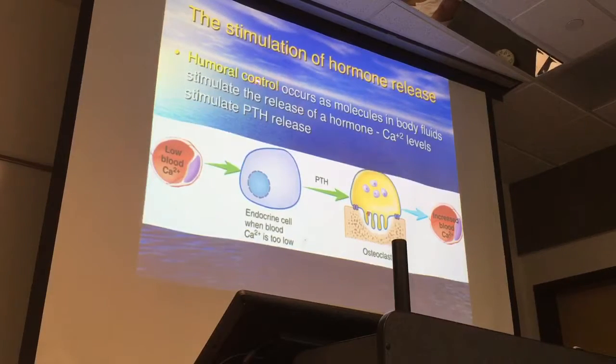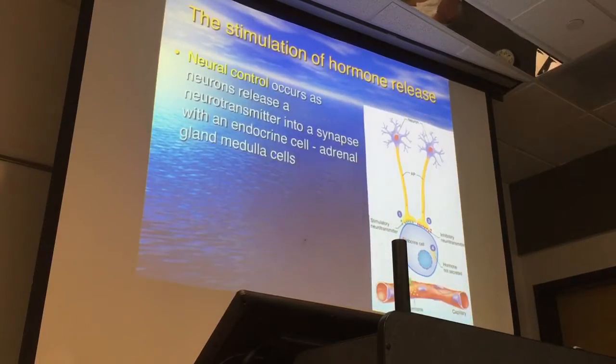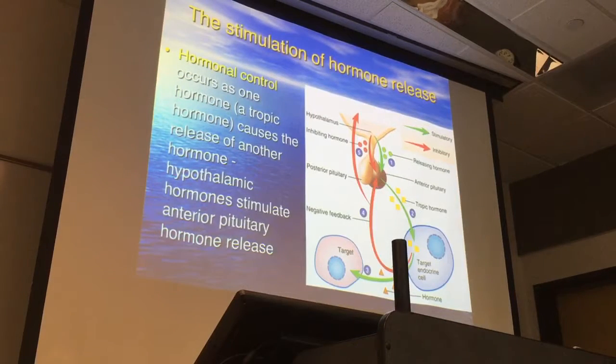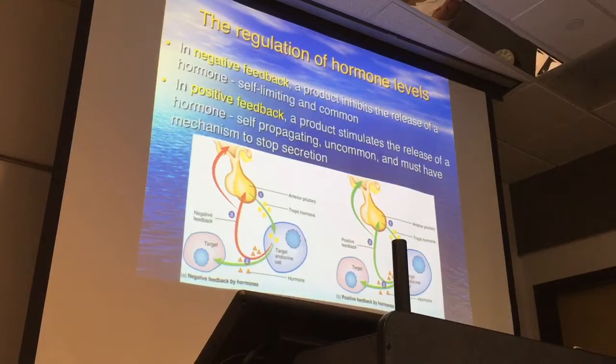So, 3 different signals can cause an endocrine cell to release its hormone. We have humoral, neural, and hormonal. Any questions? And again, there can be negative signals, and they can inhibit all.